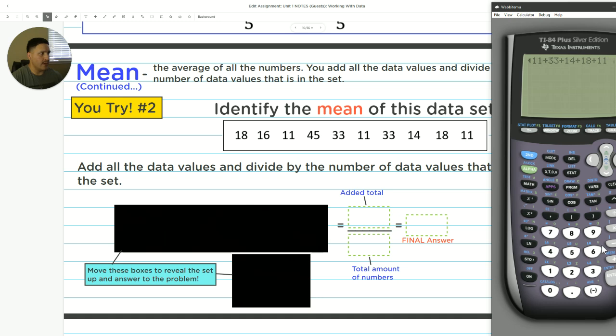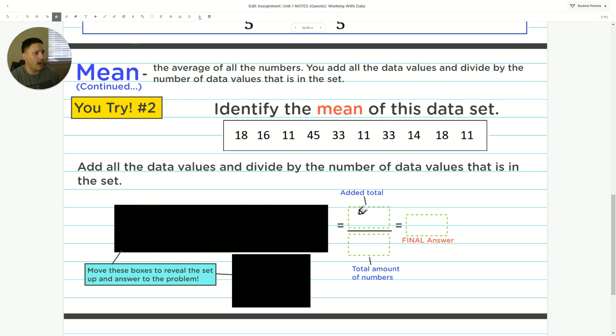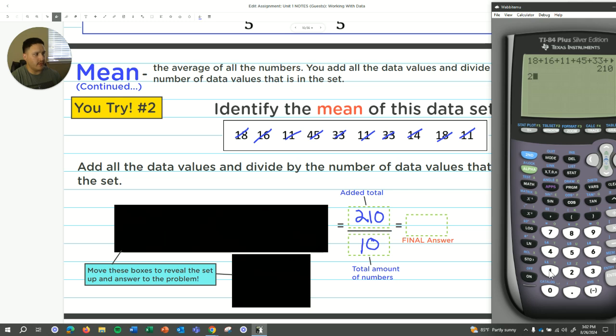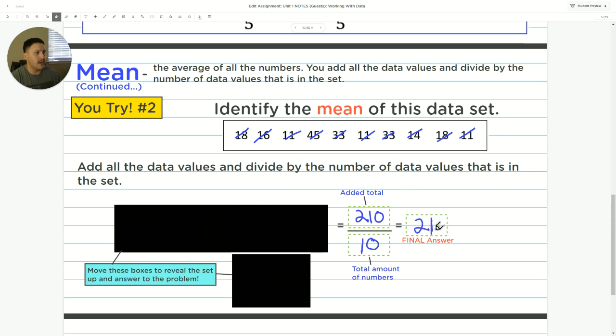Now I'm going to get a total of 210. That's going to go to the numerator of this fraction. Now, the total amount of numbers that we have, I'm just going to count them. 1, 2, 3, 4, 5, 6, 7, 8, 9, 10. So 10. Now I'm going to take that and divide them out. So 210 divided by 10 should give me 21. So the average number, the number that they kind of center around for this data set, is 21.